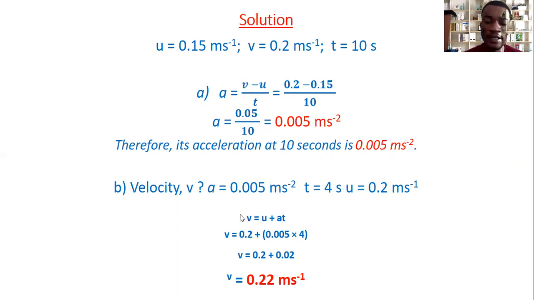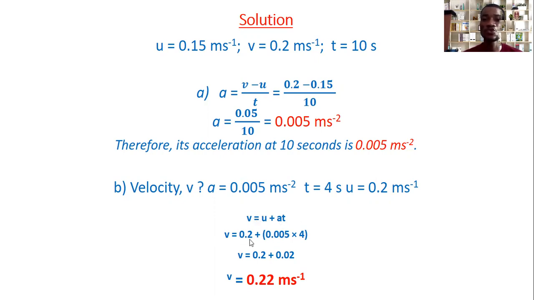So for any linear motion, for you to calculate the velocity of a linear motion, we use this equation: v equal to u plus at. v is final velocity, initial velocity is u, your a is what? Acceleration, and t is time. So this is very simple. So just substitute the value into this simple equation.